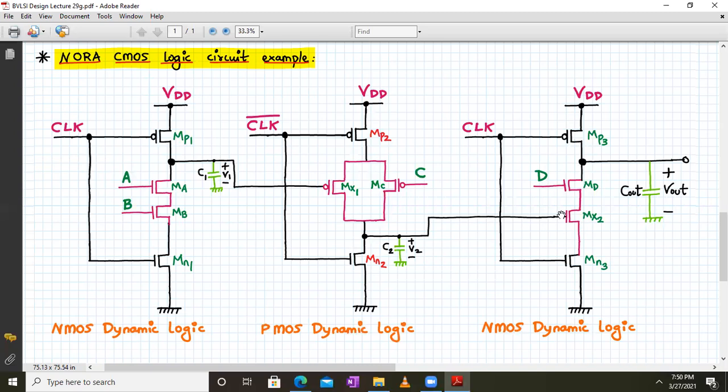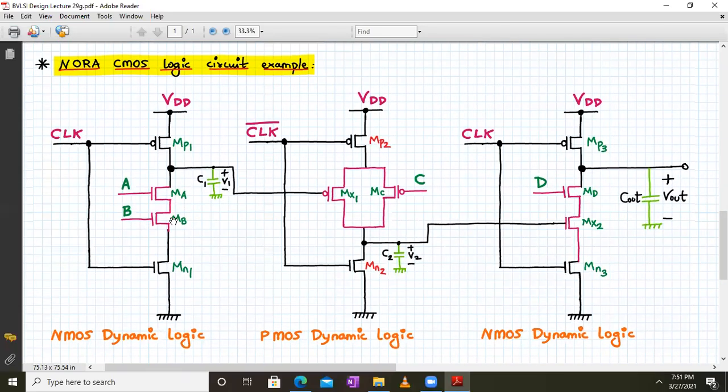And we have the clock and the clock bar connected alternatively. So the clock is being connected to the gate terminals of MP1 and MP3, and the gate terminals of MN1 and MN3, and the clock bar is connected to the gate terminals of MP2 and MN2 respectively. And the output we have across the capacitor C out over here.